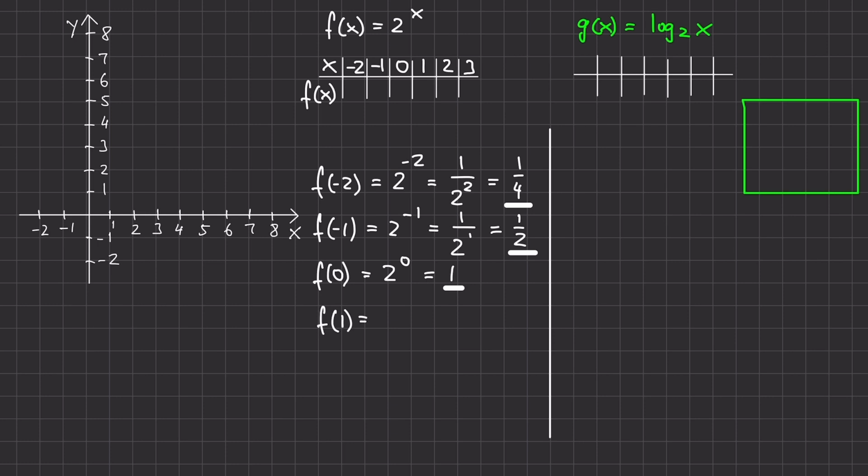F of 1 equals 2 raised to the power of 1 equals 2. F of 2 equals 2 squared equals 4. And f of 3 equals 2 cubed equals 8.